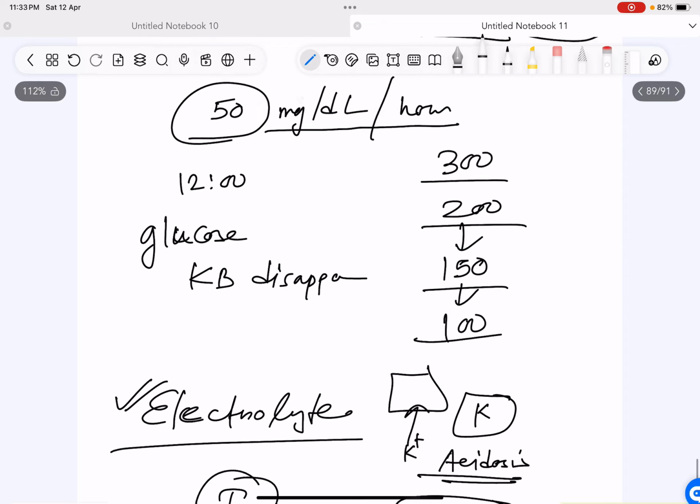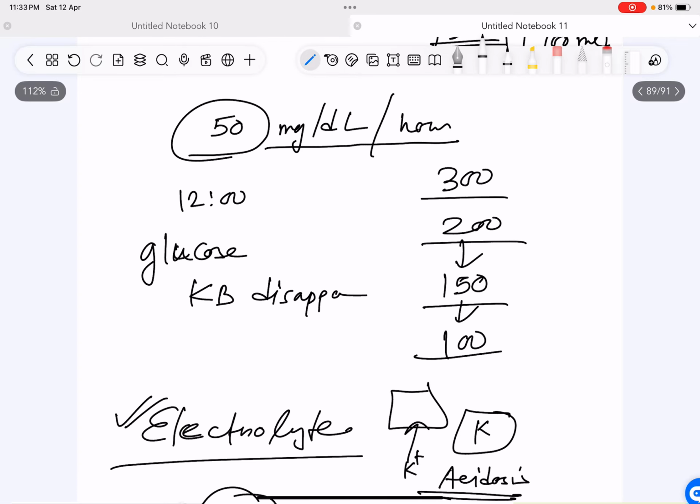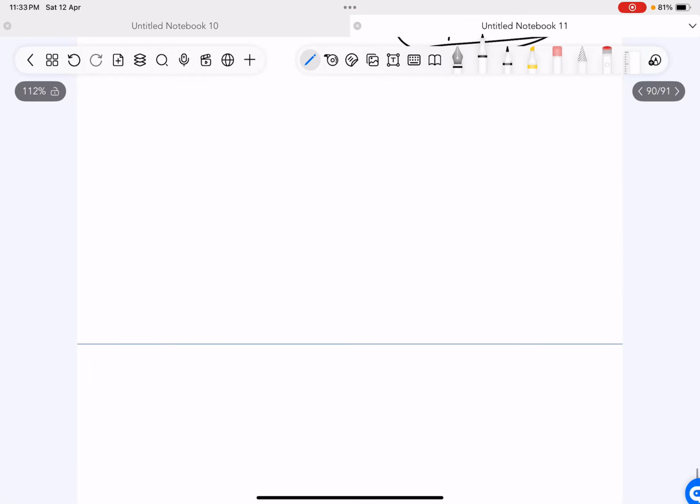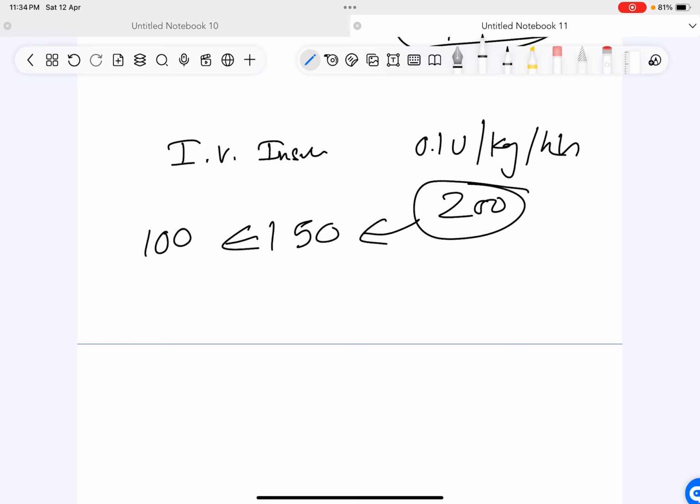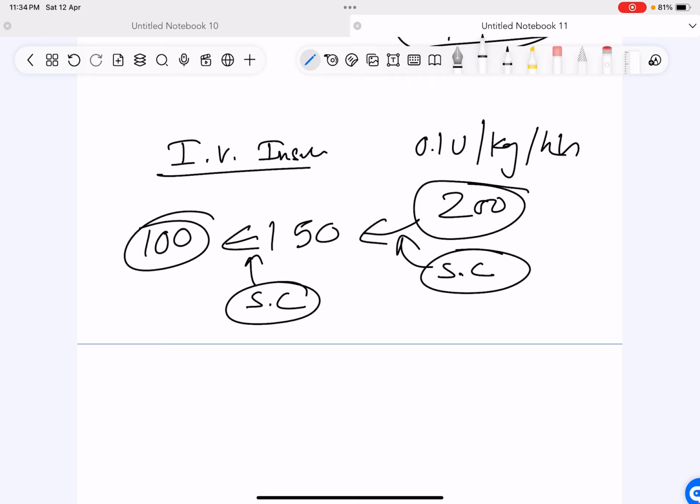So I told you that the target to reduce the glucose level is 50 mg per dl per hour. This is the rate of reduction. Now you started with IV insulin at a dose of 0.1 unit per kg per hour, and your glucose level is now near 200. So now you want to reduce it at the rate of 50 mg per dl per hour, right? But how? Initially you reduced with IV insulin. Now you switch to subcutaneous insulin. So by giving subcutaneous insulin, you want to now reduce the glucose levels slowly.